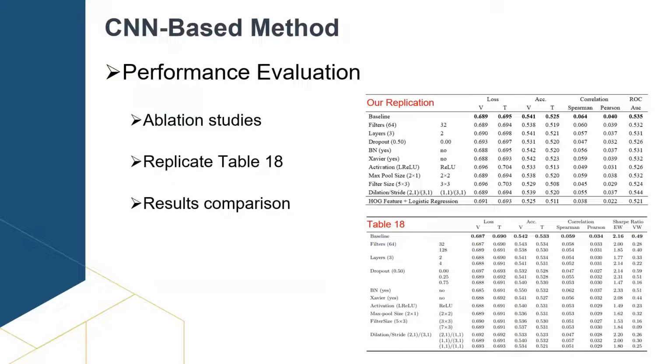In the end, we did ablation studies to evaluate the robustness of our model and compare the results with table 18 shown in the paper. Due to the computation limitation, we only replicated the major parameter settings in table 18, and our replication performed almost the same as table 18. Besides, we also posted the results of the HOG-based method, and overall, it doesn't perform better than the CNN-based method. Then, my partner will continue to introduce the visualization of our work.